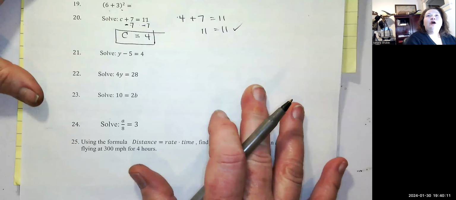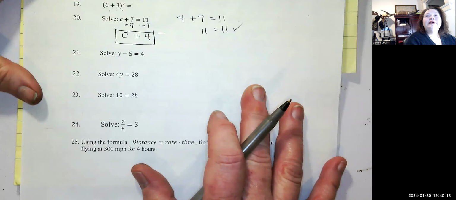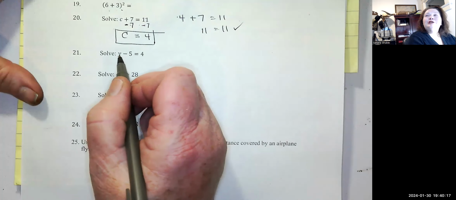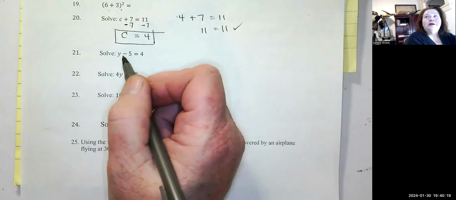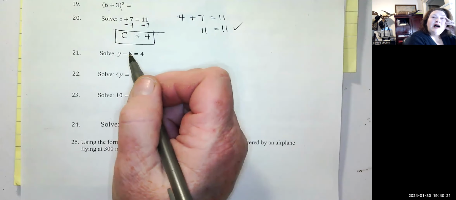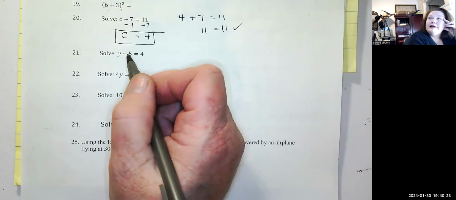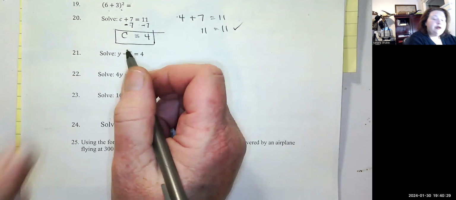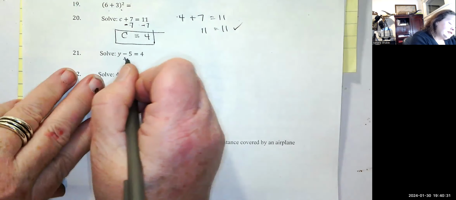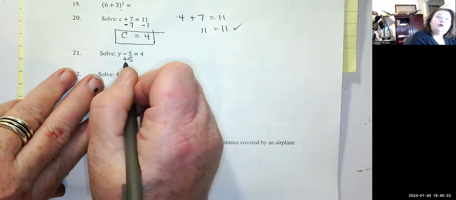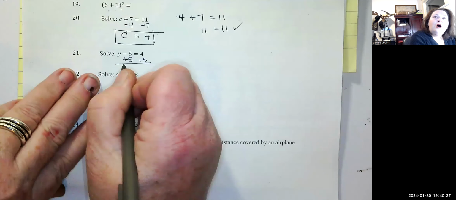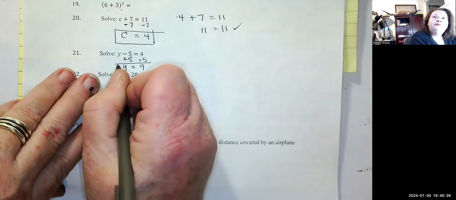The next one is solve y minus 5 is equal to 4. Well, it's who's attached to y and how. That's what I always ask myself. Who's attached to y and how? 5 is attached to y with a negative sign. So we're going to have to do the inverse or the opposite of that and add 5 over here to get that out of there. But what we do to one side, we have to do to the other. So y is equal to 9.